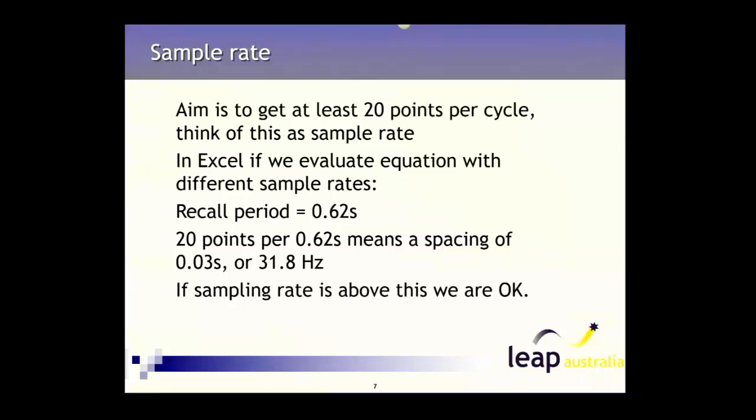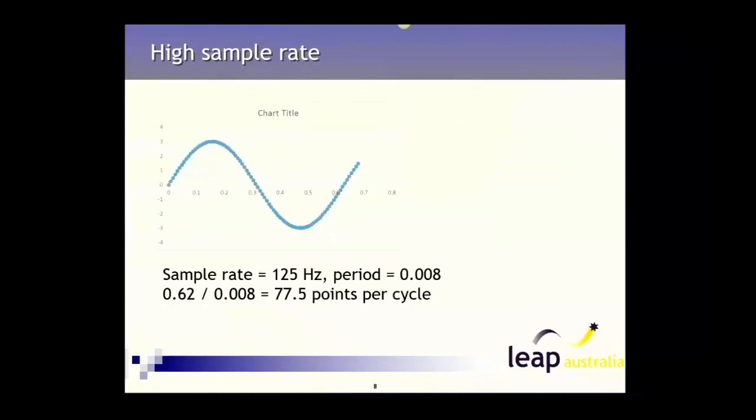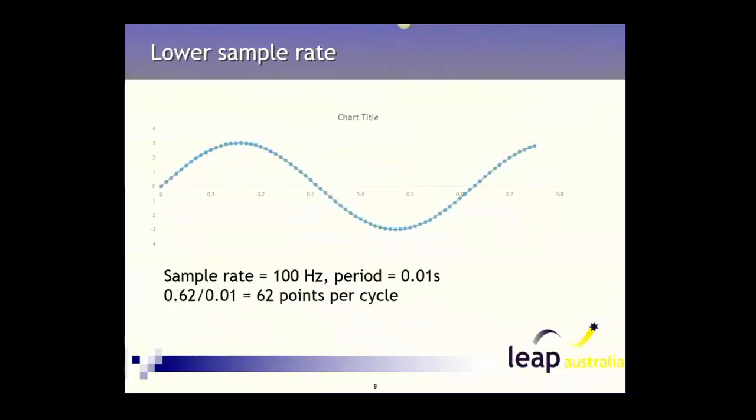Okay, so the aim is to get 20 points per cycle, or 20 points per dominant frequency. So a period's 0.62, so this means we need a sample rate of 0.03 seconds, or close to 32 hertz. So if we're above this sample rate, we'll capture our sine wave quite accurately. So here we've got a sampling rate of 125 hertz, so you can see that curve there resembles a sine wave. Okay, so if we lower our sample rate slightly, it still looks like a sine wave.